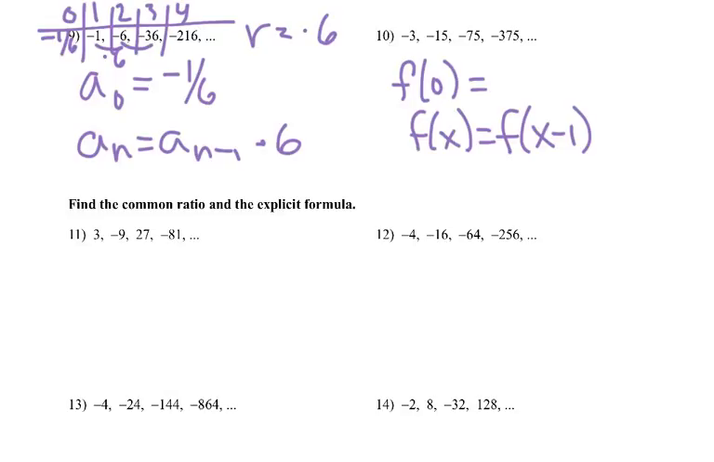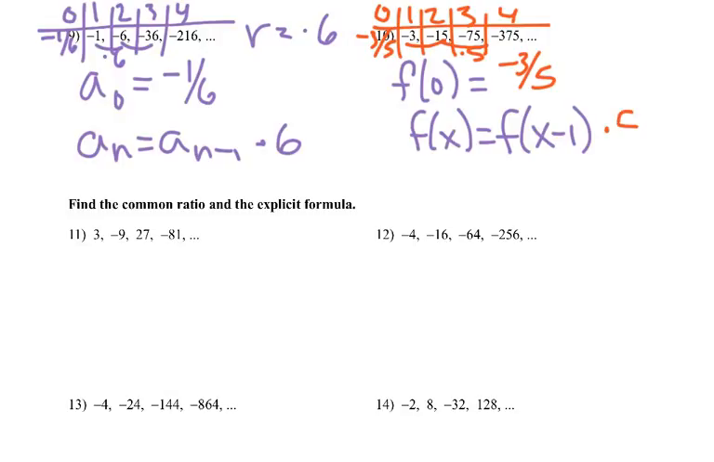Okay, number 10. Same idea. Make it into a table. 0, first, second, third, and fourth terms. 3 to 15, 15 to 75, times them by 5. So it would be negative 3/5 for our starting number. And we'd be timesing by 5 here, because that's our common ratio.